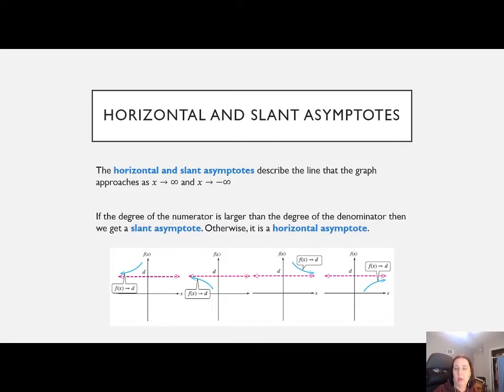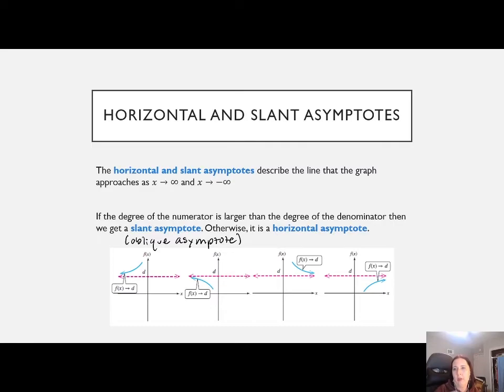If the degree of the numerator, so that's the highest exponent on the top, is larger than the degree of the denominator, which is the highest exponent of the denominator, that's when you get a slant asymptote. So when the degree of the top is larger than the degree of the bottom, then it's slanted, going to be angled. This is also called an oblique asymptote. That is another terminology sometimes you'll see, depending on the textbook. Otherwise, it's going to be horizontal. So there's only one particular case where it's going to be slanted.